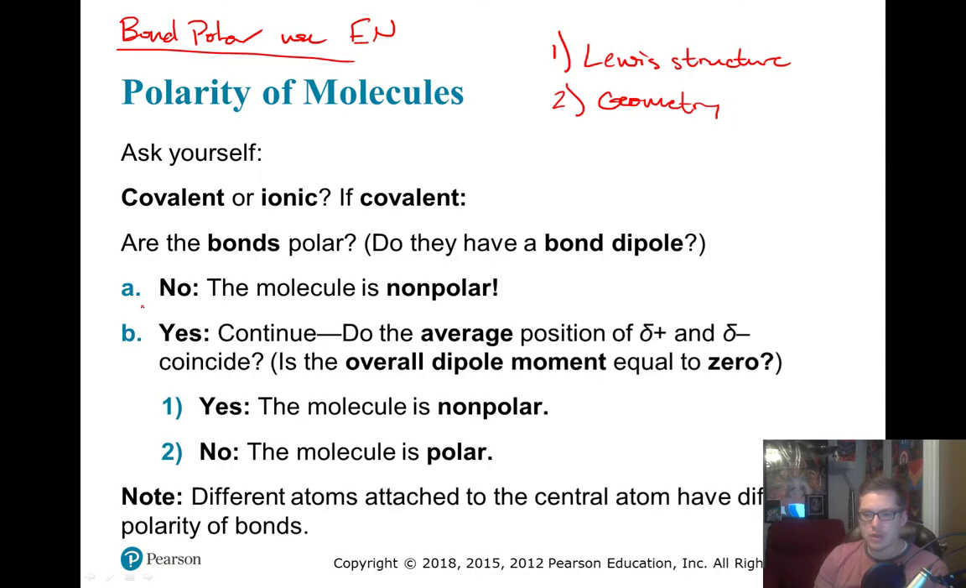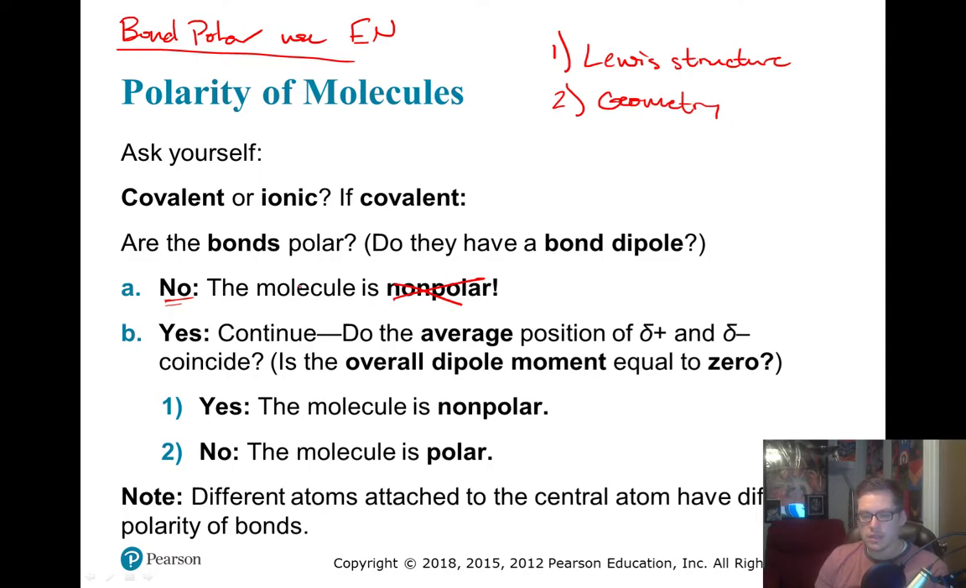For example, they say the first step is to ask yourself, are the bonds polar, or do they have a bond dipole? And they say no, if the bonds are not polar, then the molecule is nonpolar. Now, this isn't really true. This is true in a lot of cases, but there are examples of molecules that are polar even though their bonds themselves are actually nonpolar.